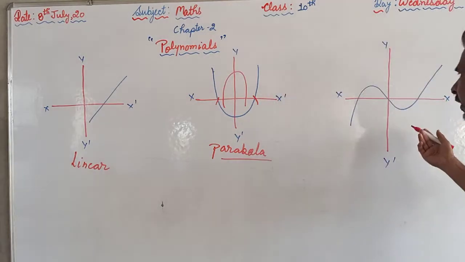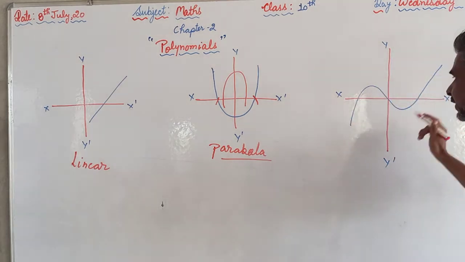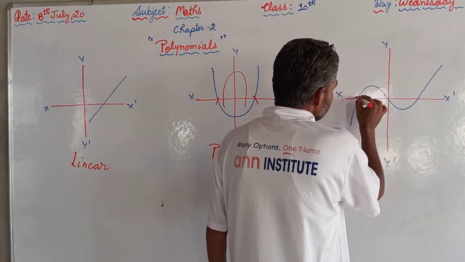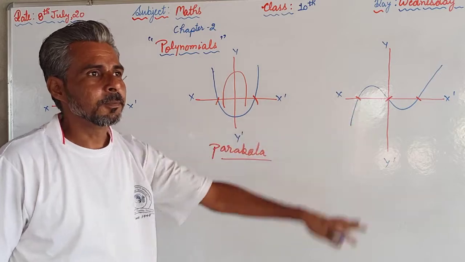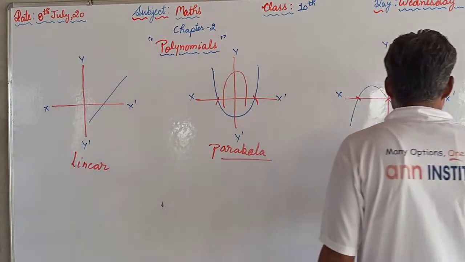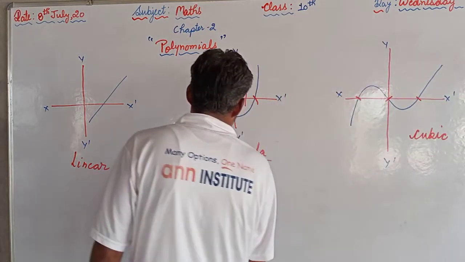Now third one is here. This is like a curve. This is a curve, and we have to count at how many places this is cutting the x-axis. This is cutting the x-axis at 3 points. So this graph represents the cubic polynomial. This is quadratic.